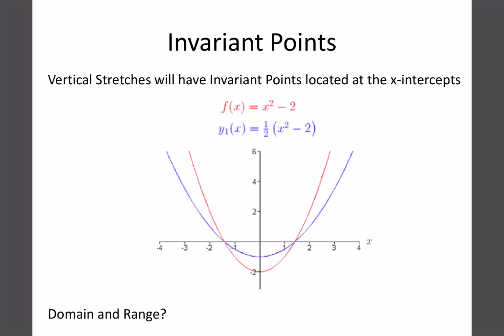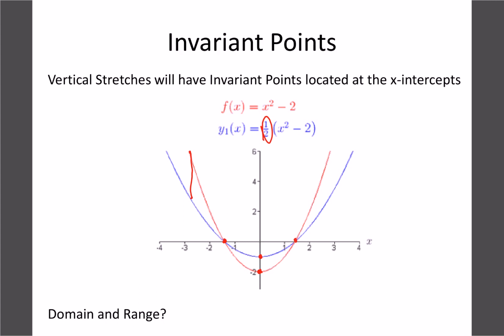Okay, so let's go back to this original graph again. We already decided that it was a vertical stretch of a half. That means every y coordinate got cut down in half, and we already looked at that, which made sense. The -2 went to -1. The 0 stayed the same. The other coordinates, this one was at -6, went down to -3, and so on.